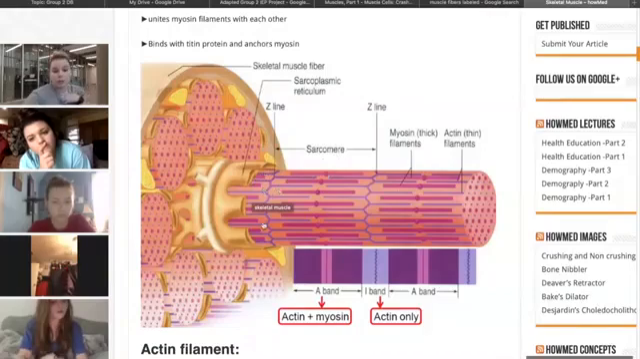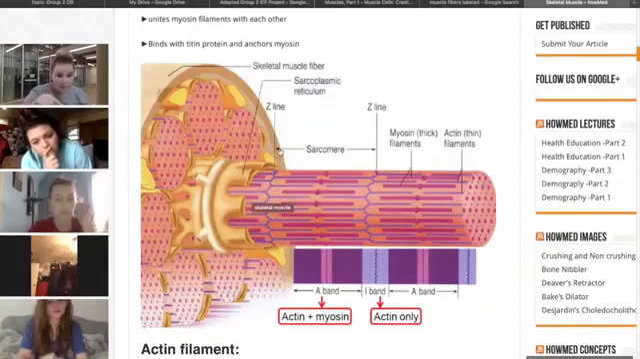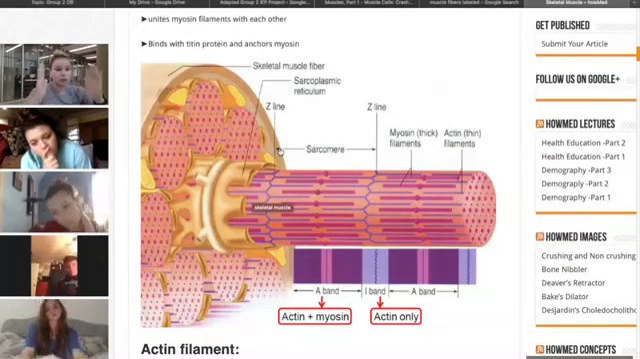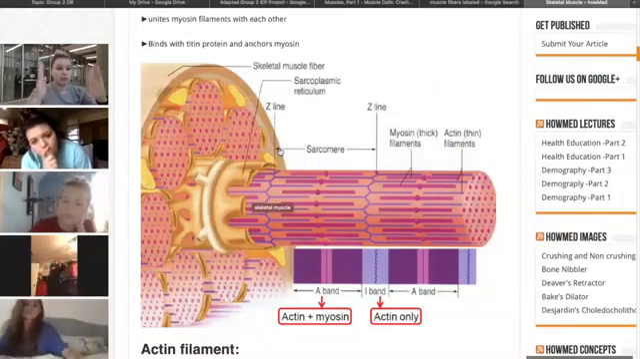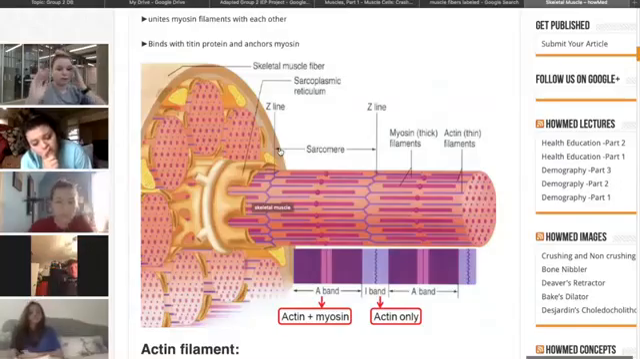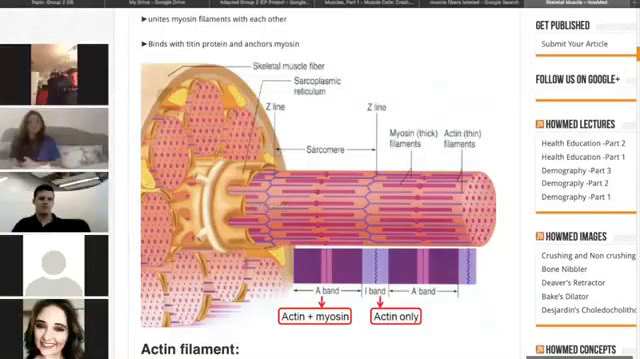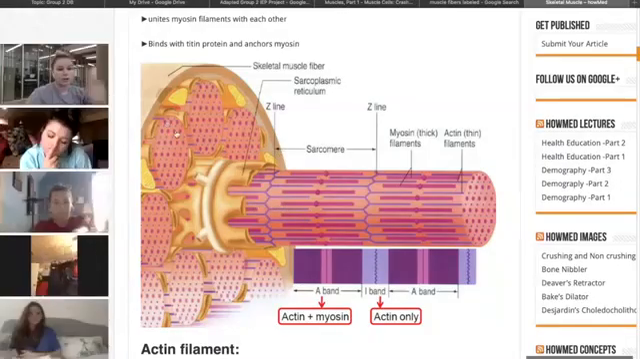In between these little zigzags on either side are the Z lines. They kind of look like Z's, right? Those are our Z lines, and they mark the ends of a sarcomere. So from Z line to Z line is a sarcomere. Please tell me if you get lost at any moment, because this is really important and the structures are kind of a mess. So that makes the sarcomere.